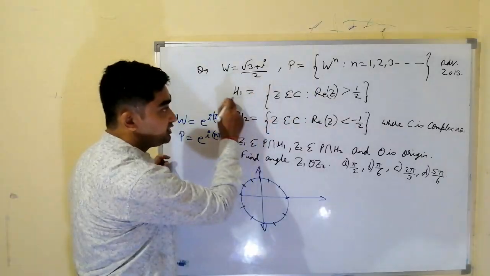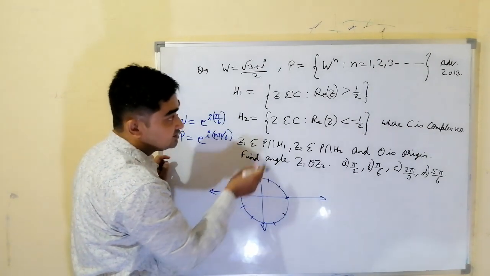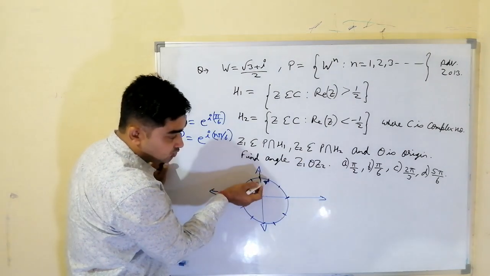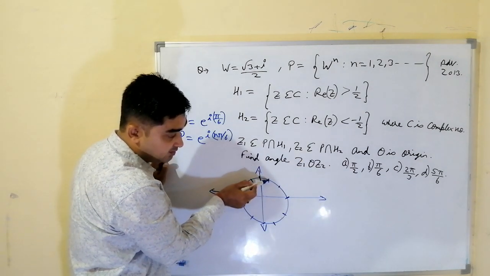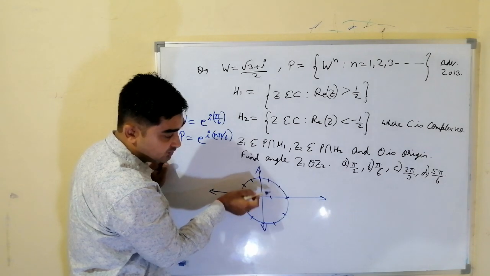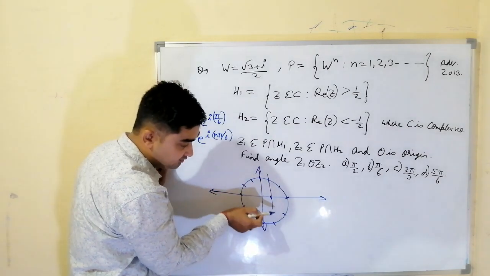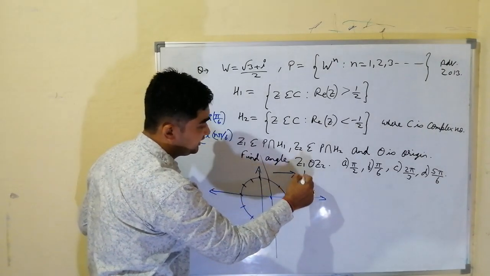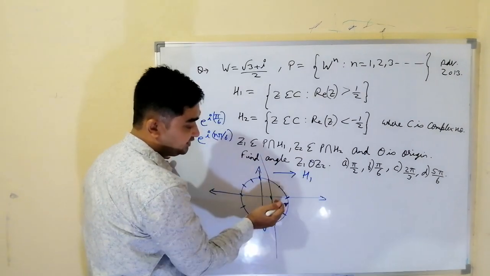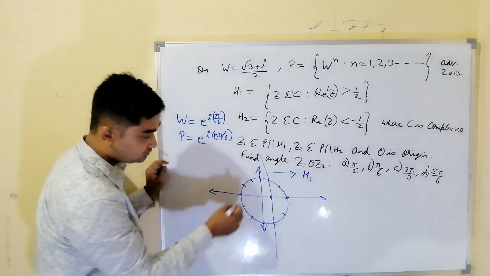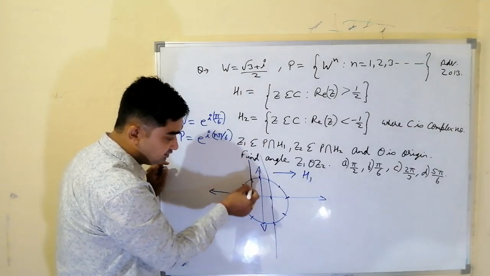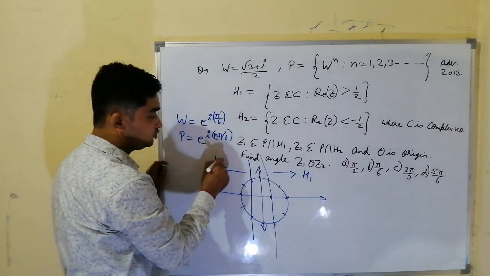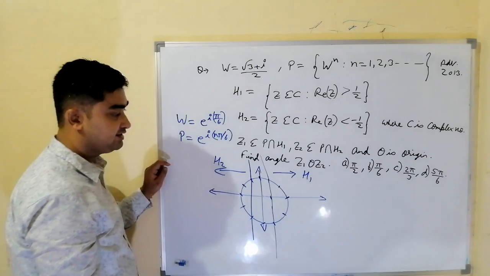Now, what is H1? H1 is the points whose real part is greater than 1 by 2. Cos 60 is 1 by 2. This point represents real part 1 by 2. So draw a line here. Everything on the right hand side will represent H1, because on the right hand side the real part is more than 1 by 2. On the left hand side, this is minus 1 by 2. So real part less than minus 1 by 2 is H2. So everything on the left hand side is H2.